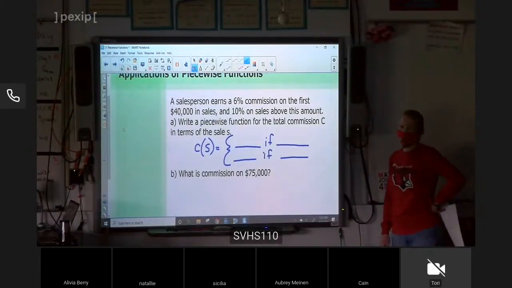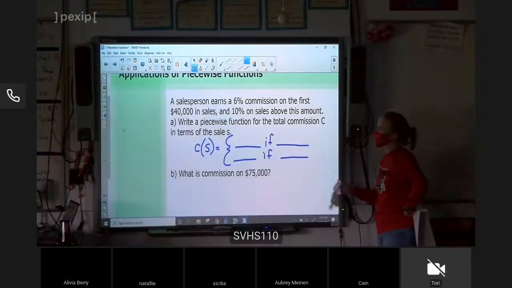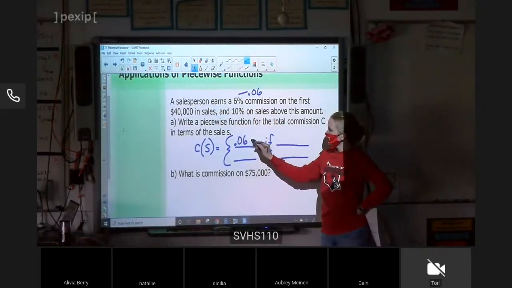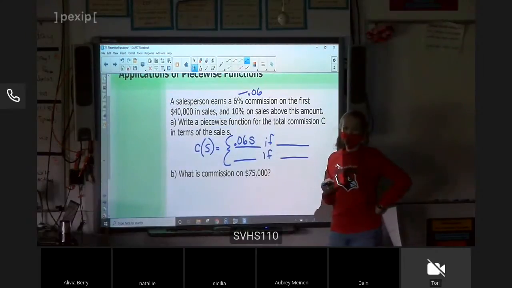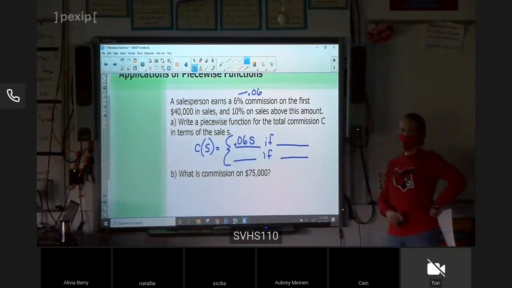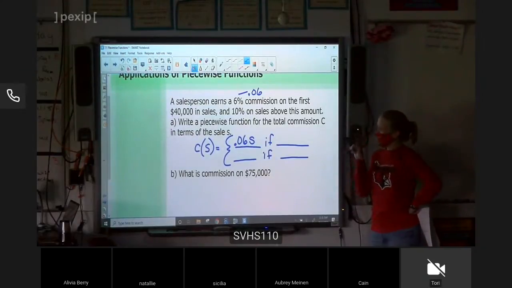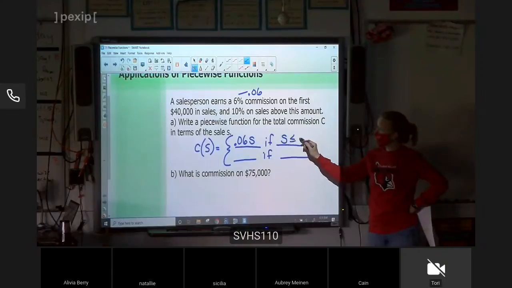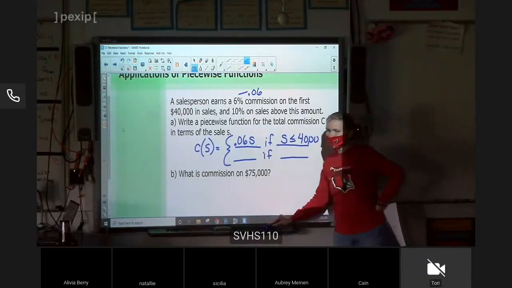Okay, so the first part's the easy part. They earn 6% on the first $40,000 in sales. So how do I turn 6% back into a decimal? Move two points to the left, it's going to be 0.06. There you go. So they earn 0.06 S, and that's if their sales is less than or equal to $40,000, right? So they earn 6%. That's the easy one.